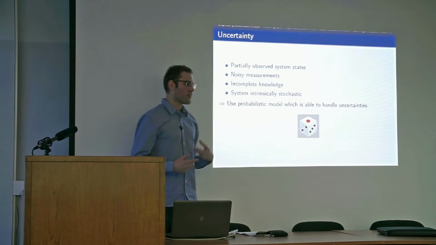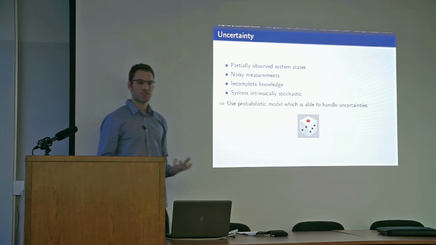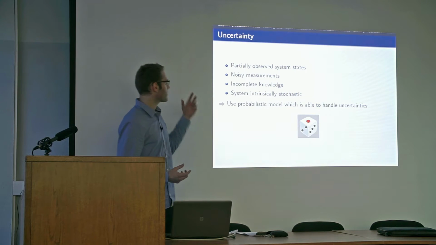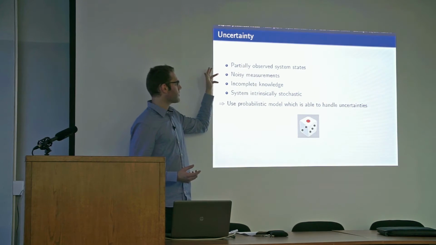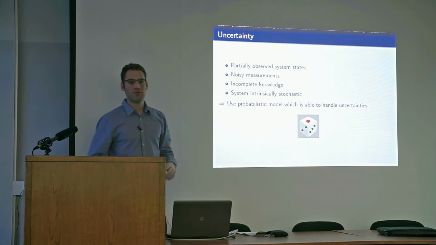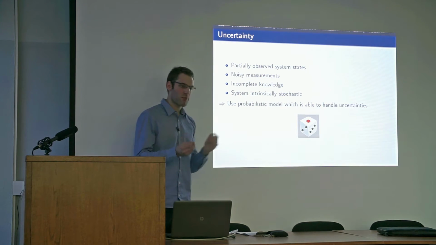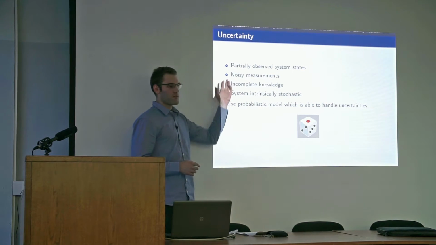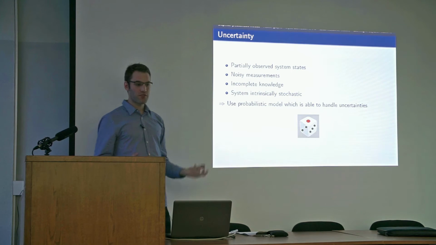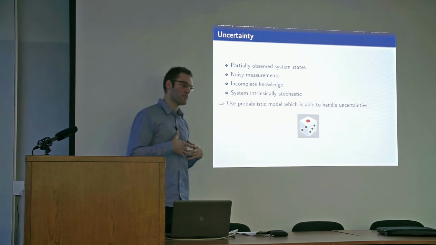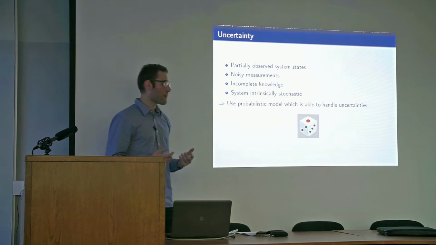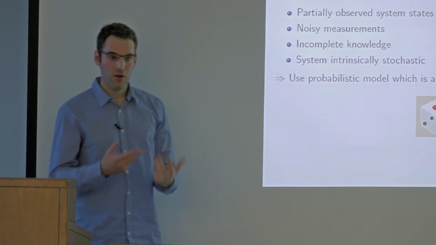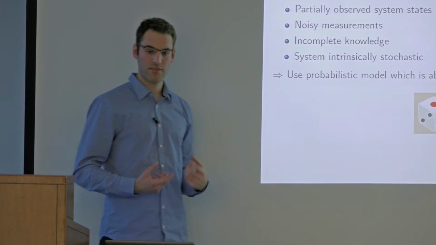But in our case, there's one more thing: there's uncertainty. So where does this uncertainty come from? On the one hand, the system we want to model can only be partially observed. If we have some chemical process, we cannot measure all the temperatures in all the vessels. We might have noisy measurements, which is quite common in biosignal processing. If you have an ECG signal, the measurements are quite noisy. And we might have incomplete knowledge of the system. We don't know completely how things interact in very complex systems.